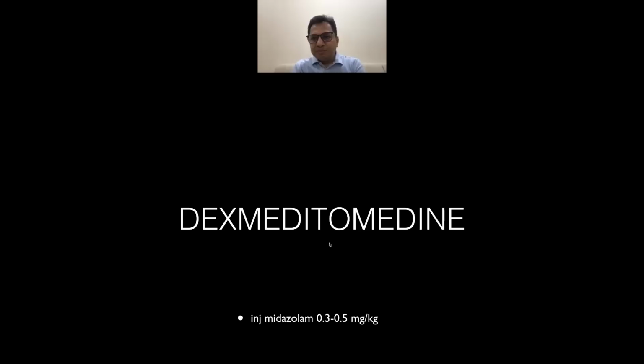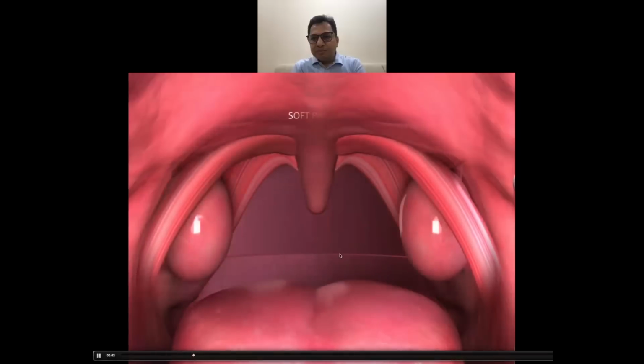But dexmedetomidine, the standard dose, you have to start 10 to 15 minutes prior to the sleep endoscopy, and gradually the patient will get into the sedation. If not, then you can add a little bit of midazolam. Sometimes, rarely propofol, but most of the time this will be enough. And now you will see the airway. You want to see the airway from the back.